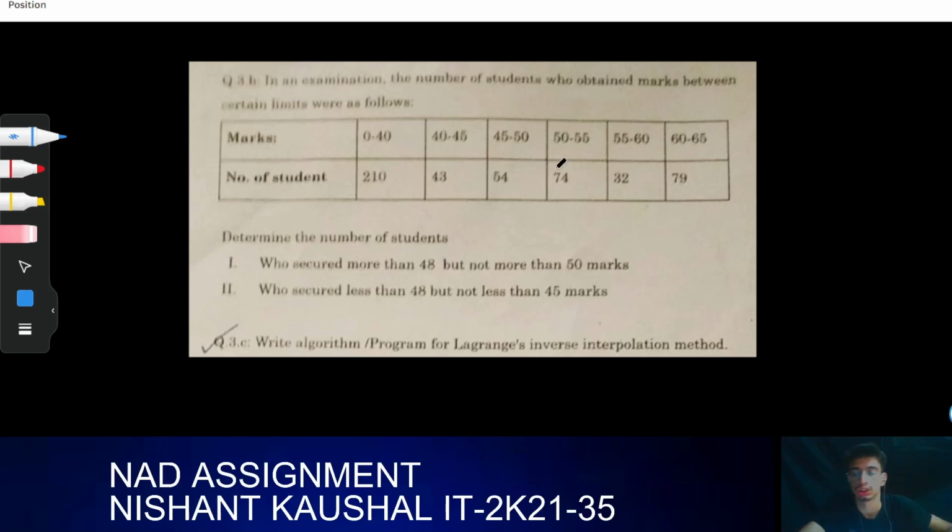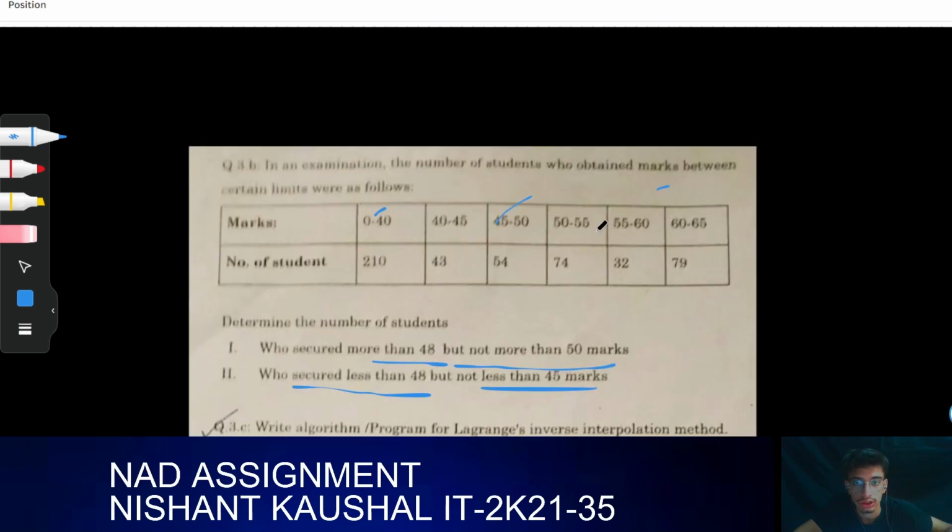Let us proceed to question number 3. So the first question is, in an examination, the number of students who obtain the marks between certain limits were this. Determine who secured more than 48 but not less than 50 marks. Who secured less than 48 but not less than 45 marks.